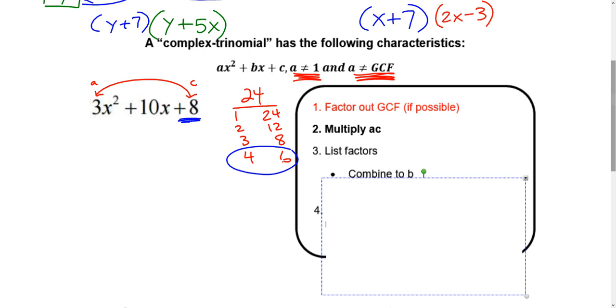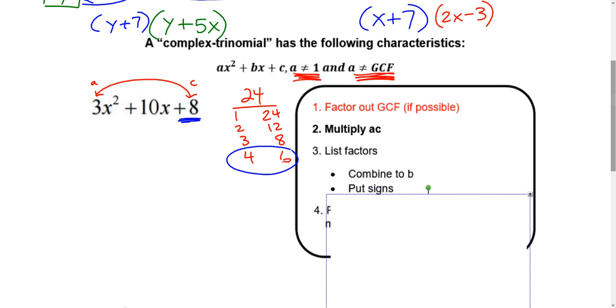Also, just like before, we're going to put the signs to make sure that it works out with both of the numbers. It has to multiply to the positive 24, and it also has to add to the 10. Guys, these problems, when they're all full of plus signs, there's no doubt what the signs are going to be. It's going to be plus, plus.